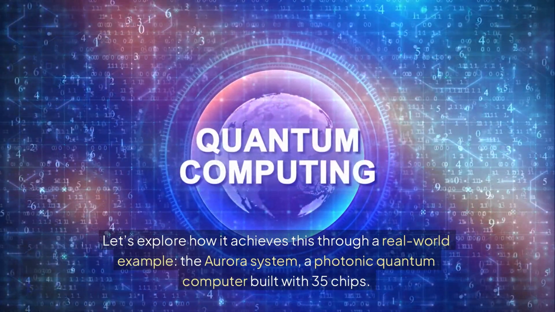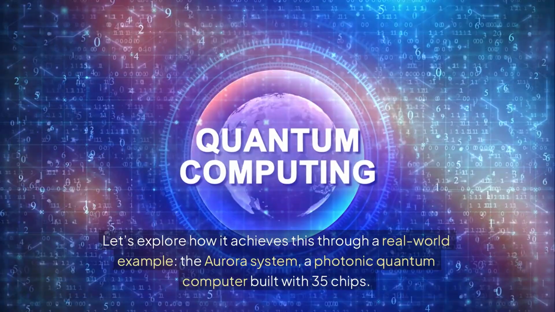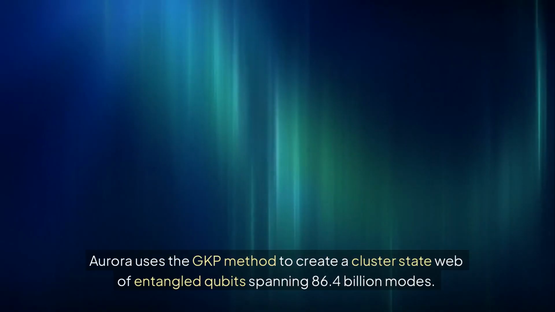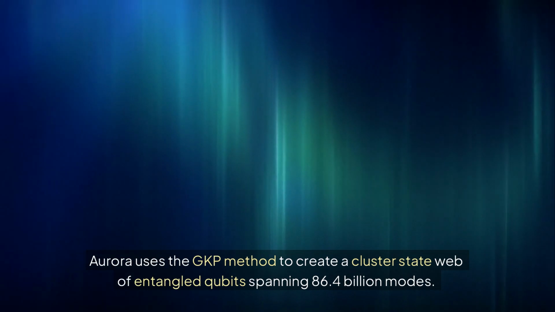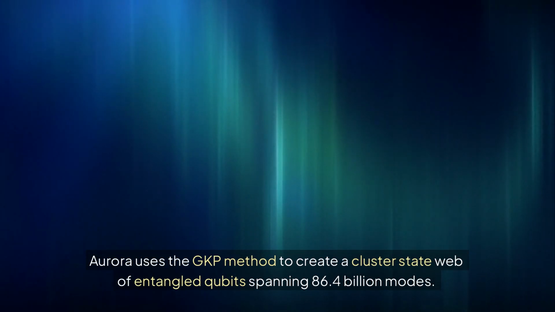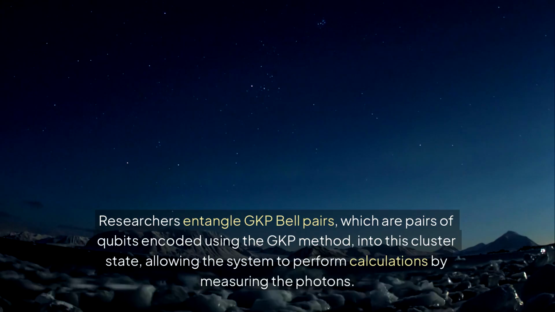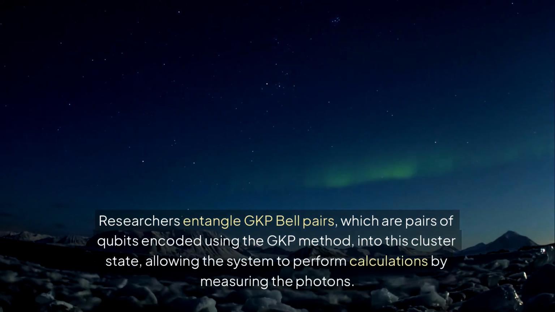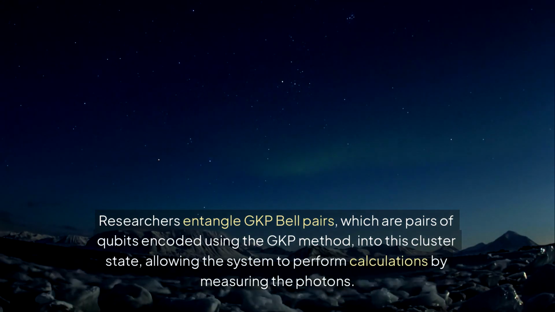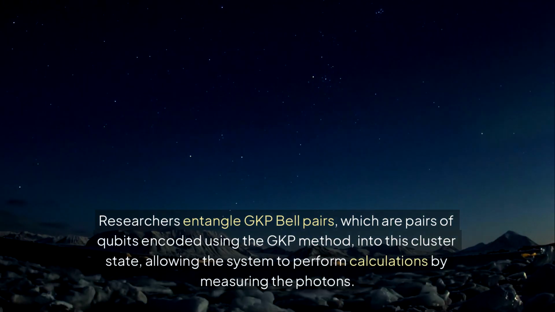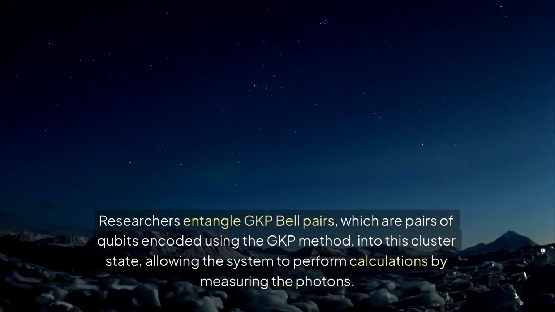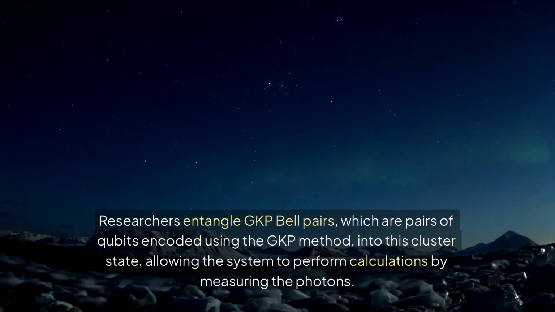The Aurora system, a photonic quantum computer built with 35 chips. Aurora uses the GKP method to create a cluster-state web of entangled qubits spanning 86.4 billion modes. Researchers entangle GKP bell pairs, which are pairs of qubits encoded using the GKP method, into this cluster state, allowing the system to perform calculations by measuring the photons.